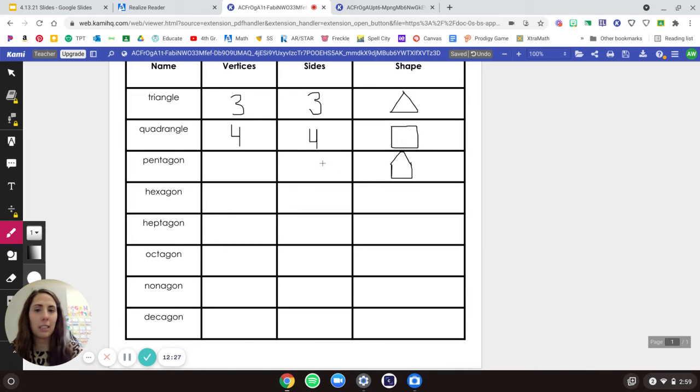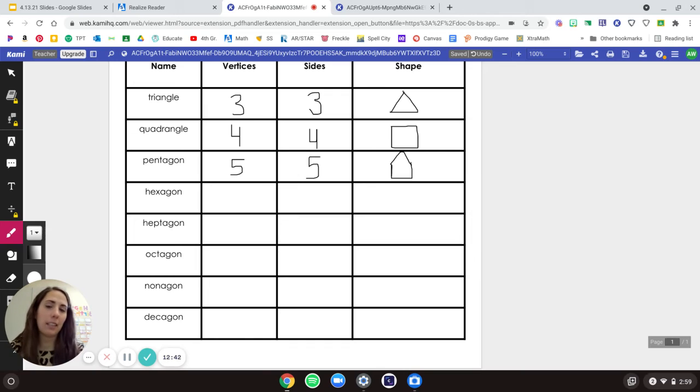How many sides does a pentagon have? 5. How many vertices? Yeah, 5. Awesome, we are almost halfway through.